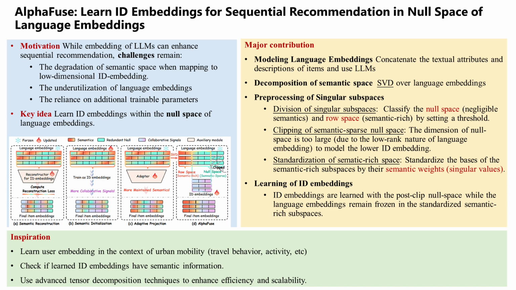Correct. And then you have the null space. This is the area associated with singular values that are 0 or very close to 0. It's geometrically separate. The language embedding has no projection onto this space. It's semantically sparse. So it's the perfect empty canvas to paint on with new information, like user behavior.